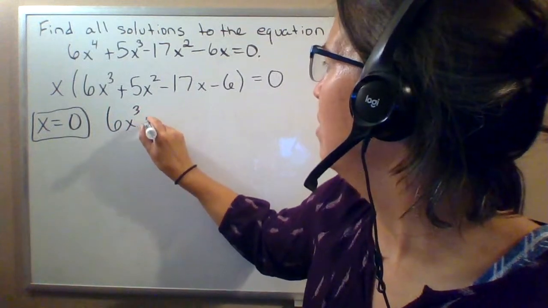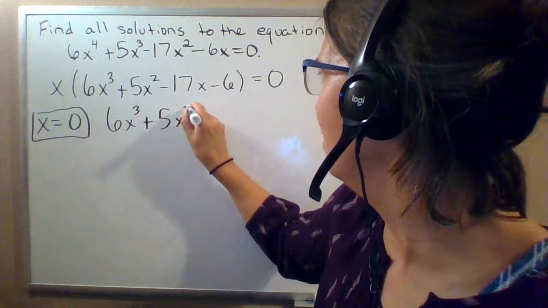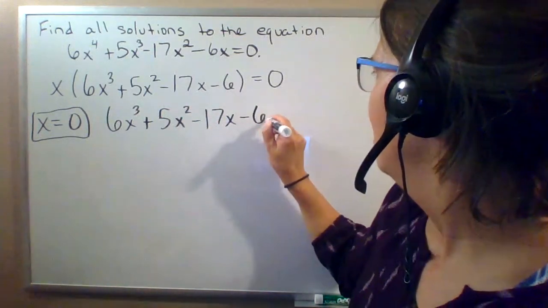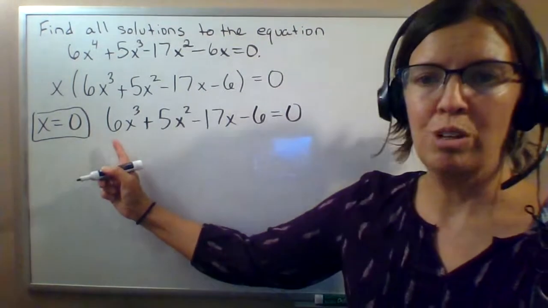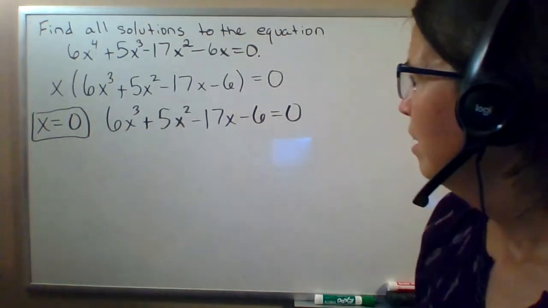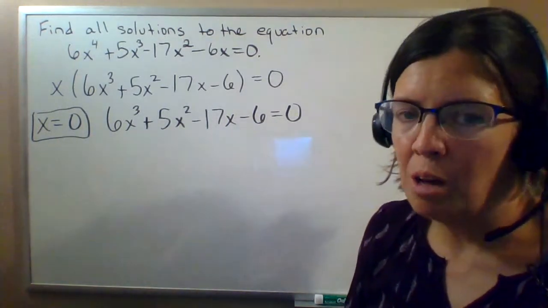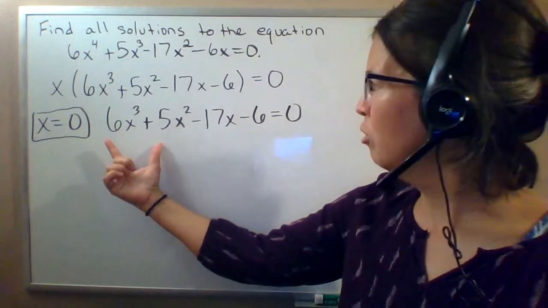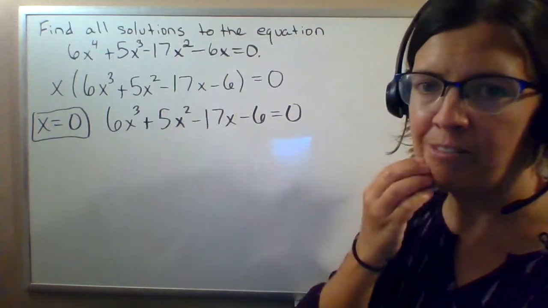At least now notice it's 1 degree lower. That's just a tiny bit better than what we started with. And we're looking for all zeros of this third degree polynomial now. This might be where we get a little bit hung up because it won't factor by grouping. If you try to group the first two terms and group the second two terms, you're not going to find a common factor here.